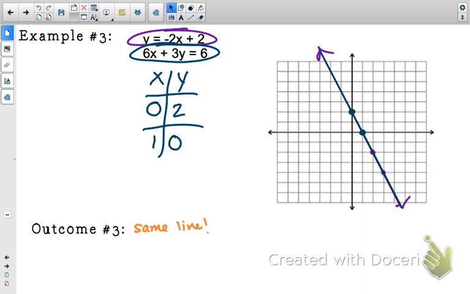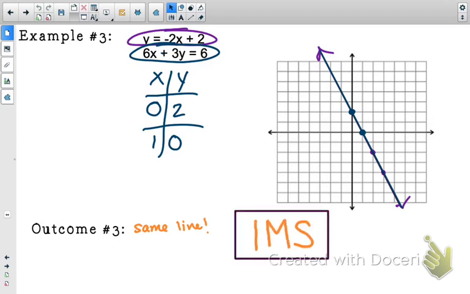So this is our third type of outcome, which results in something we call IMS, which stands for infinitely many solutions. If we ever get the same line, that means our answer, we can write IMS, since no one wants to write infinitely many solutions out a bunch of times. What this means is every single point on that line is a solution, and there's infinitely many points on a line, so that means there's infinitely many solutions.